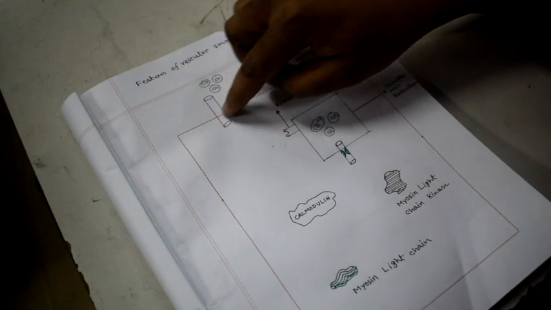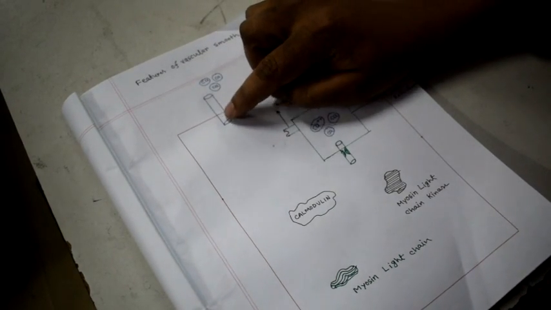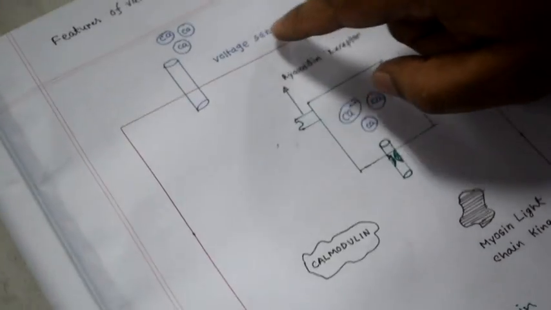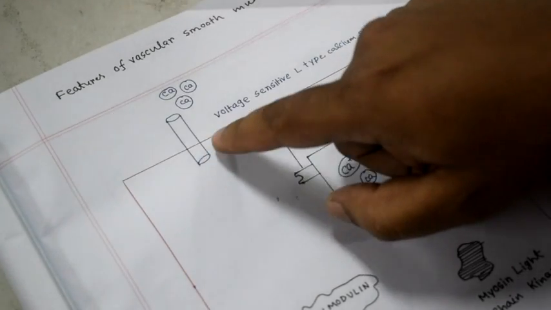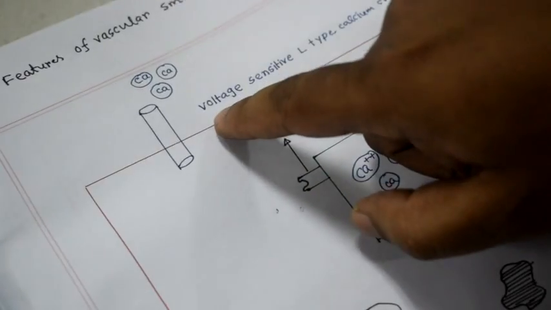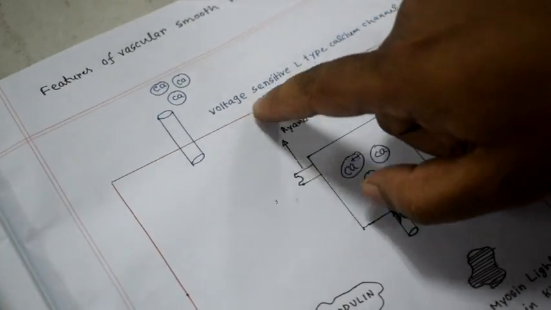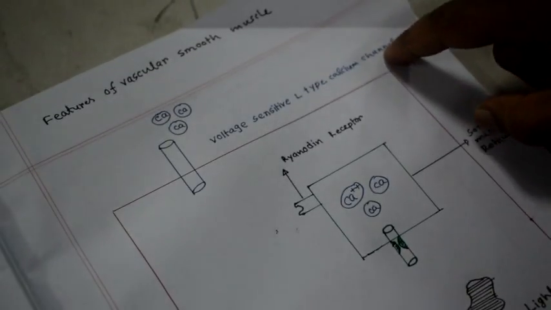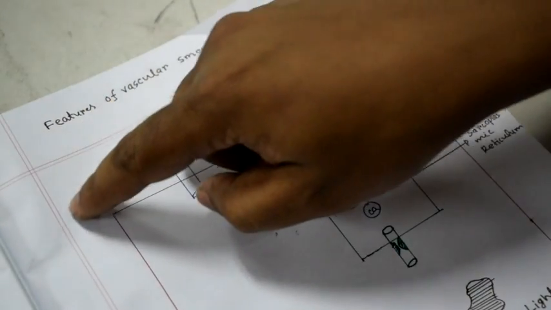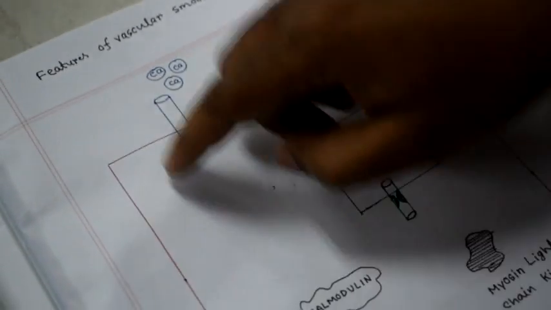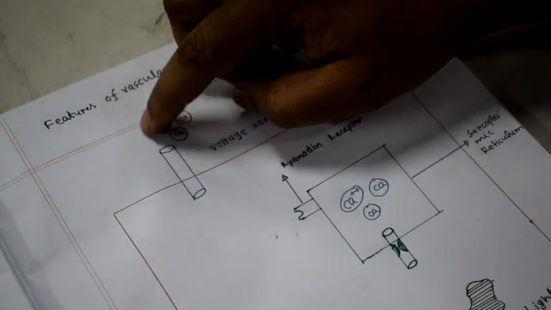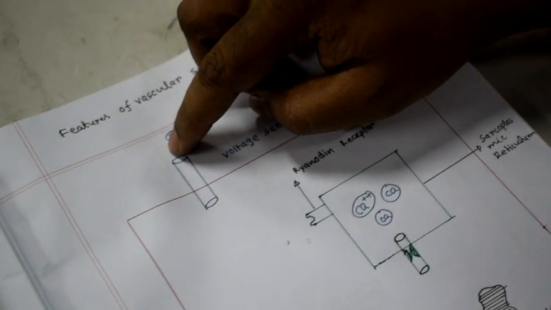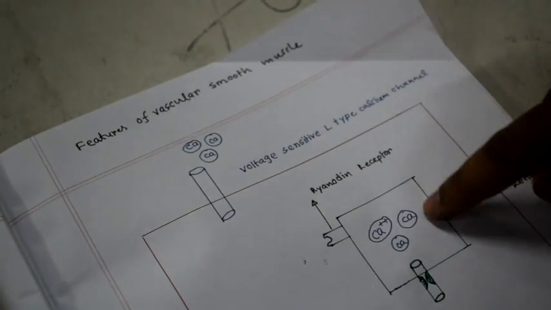On the cell membrane you can see this is a voltage sensitive L type of calcium channel. So on the cell membrane of smooth muscle we have a very important channel called the voltage sensitive L type of calcium channel. This is the extracellular fluid and this is the cytoplasm. You can see in the extracellular fluid there is lots of free calcium ion, and this is the cytosol, and this is the sarcoplasmic reticulum.